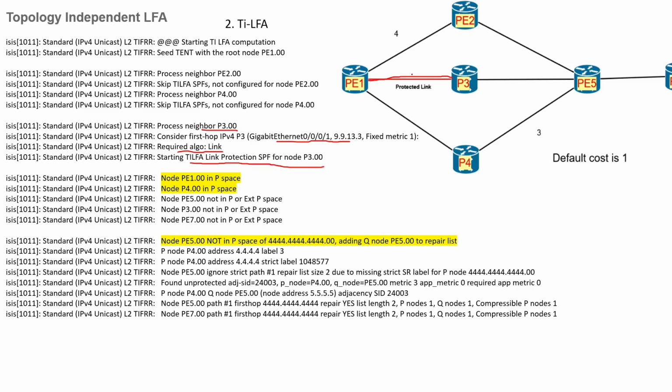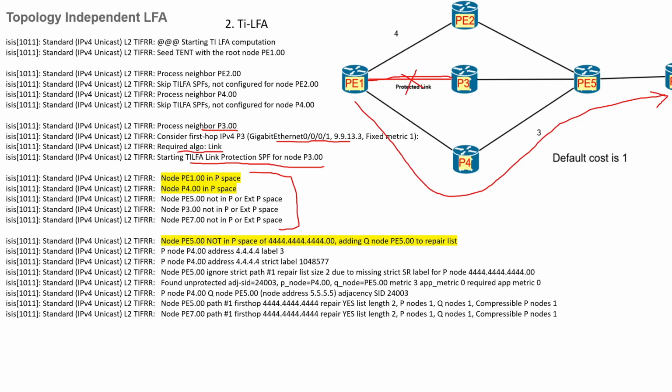So how it calculates that: it removes this link, and then PE1 runs the SPF once again to find out the next best available, or we can say the post convergence path. And once it figures out that the post convergence path is via this node or this link, then it tries to calculate the P space and Q space for the P1 and P3.